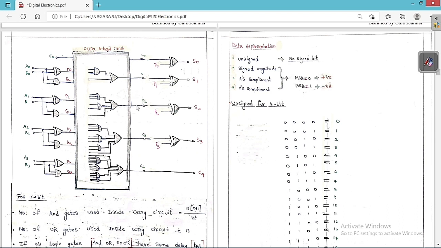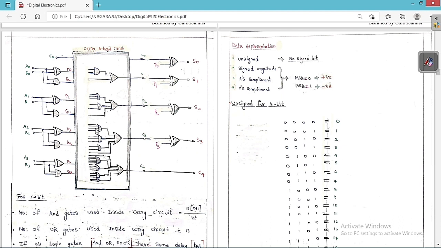Similarly, what is C2? C2 is nothing but, I already told you, P1 P0 C0. So this is P1 and P0 and this is C0. Then this is P1 G0 and this is G1. Like this, if you do this, finally we are going to get C2 equal to P1 P0 C0 plus P1 G0 plus G1.